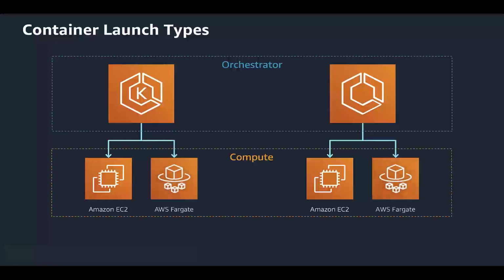Alternatively, you can use AWS Fargate, a serverless compute engine for containers. Because Fargate, like Lambda, is serverless, you don't have to provision, configure, or maintain clusters of EC2 instances. You just specify how much CPU and memory each container needs.